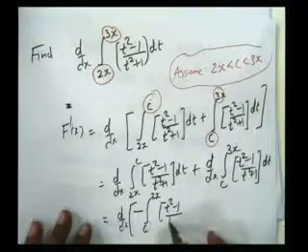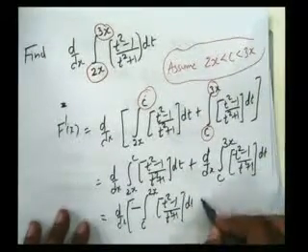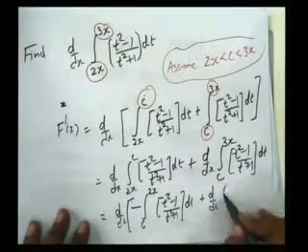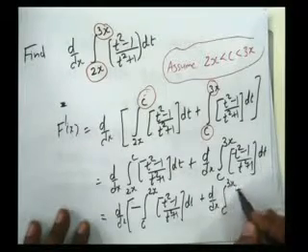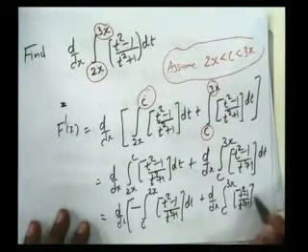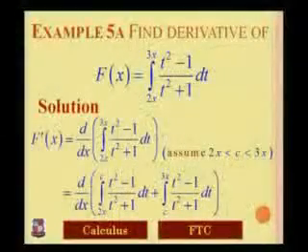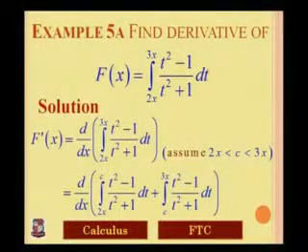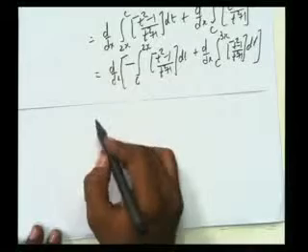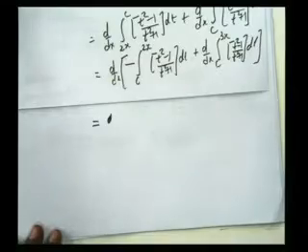t square minus 1 upon t square plus 1 dt plus d by dx integration c to 3x t square minus 1 upon t square plus 1 into dt. Continue the last step, applying the chain rule for the fundamental theorem of calculus.